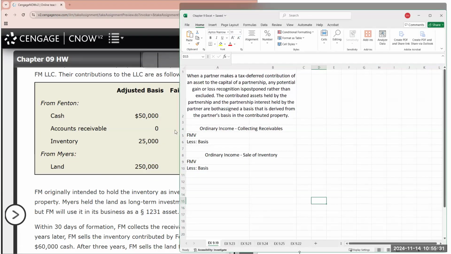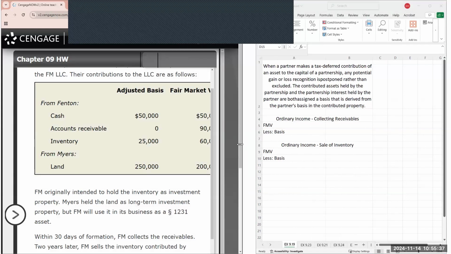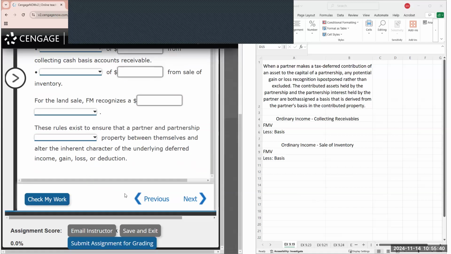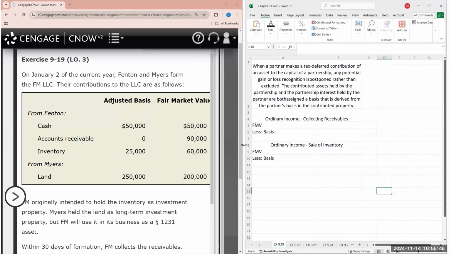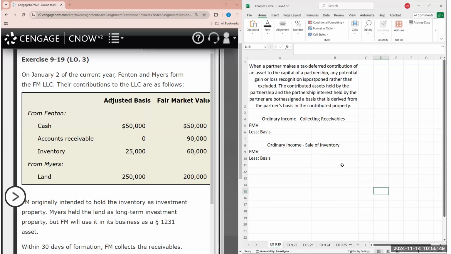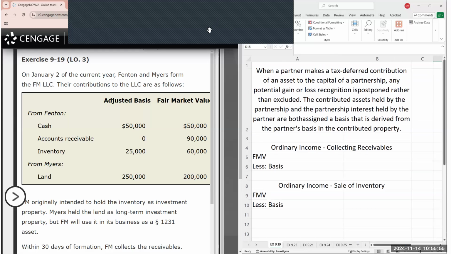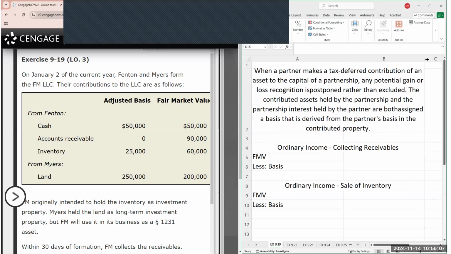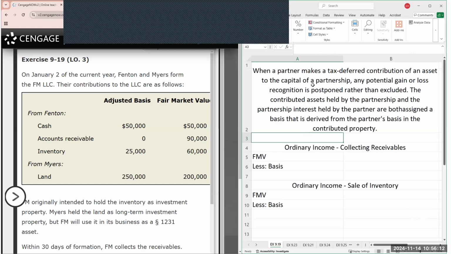All right, perfect. So here we see whenever a partner makes a tax-deferred contribution of an asset to the capital of a partnership, any potential gain or loss recognition is essentially postponed rather than being excluded. So just keep that in mind. It's not like they'll never recognize it. It's just that it's just not recognized right now, right?